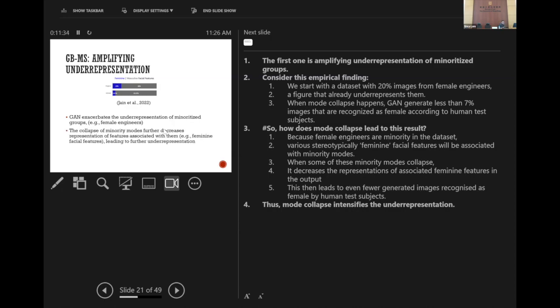So why does mode collapse lead to these results? This is because female engineers are minoritized in the data set. So various stereotypically feminine facial features will be associated with minority modes. And when some of these minority modes inevitably collapse, it would decrease the representation of the associated feminine facial features in the output, which then leads to even fewer generated images that will later be recognized as female by the human test subjects. So mode collapse will not just reflect, but amplify the underrepresentation.